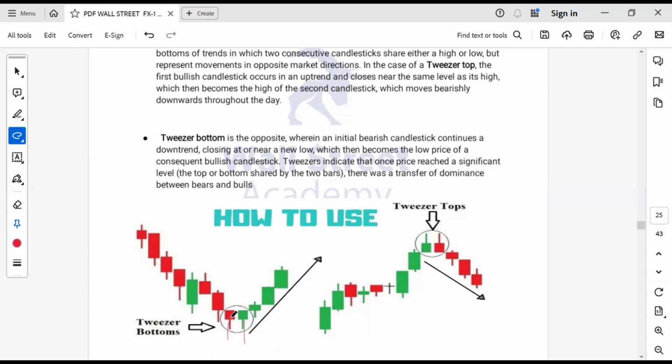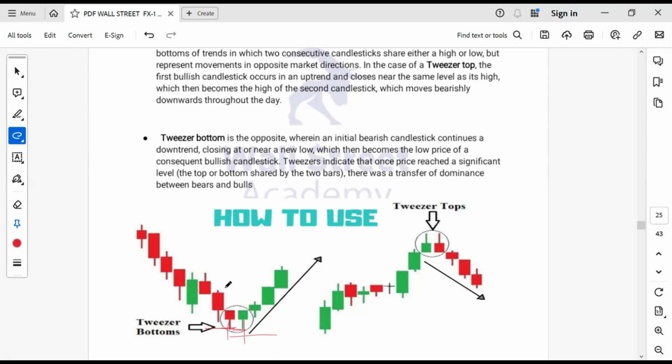So it means that when price got to this level, buyers took over and took it up. Sellers dropped it again, and buyers took over, right? So after that, once you go in for buy somewhere here, our stop loss will be under here. Do you understand? Now that's a tweezer bottom.